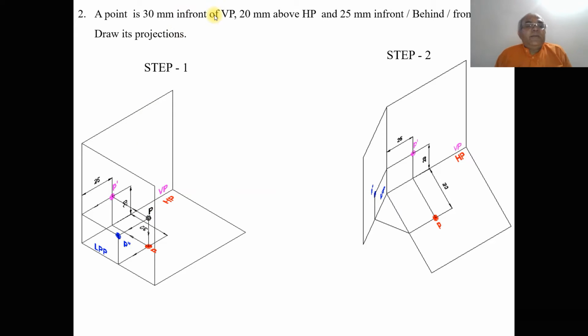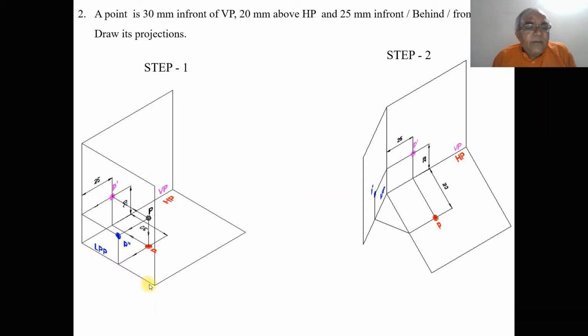Now, 30 mm in front of VP is seen in the horizontal plane, and 20 mm above HP. When you look from the front view, I can see the distance 20 mm above HP, and that image will fall on the vertical plane. And 25 mm in front of LPP, you can see here. When you look from the front view, that image will fall on the vertical plane, and also when you look from the top view, that distance will fall on the horizontal plane.